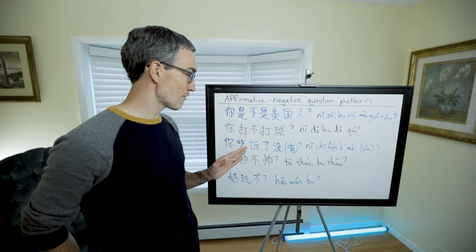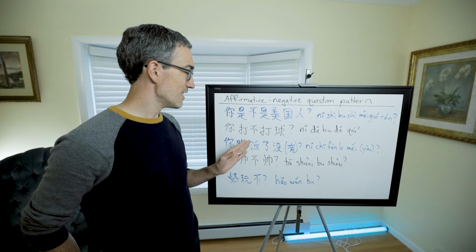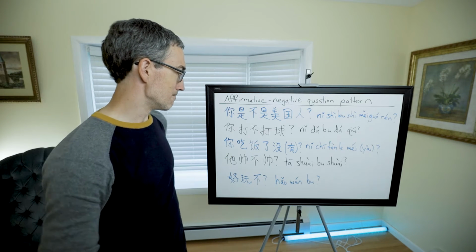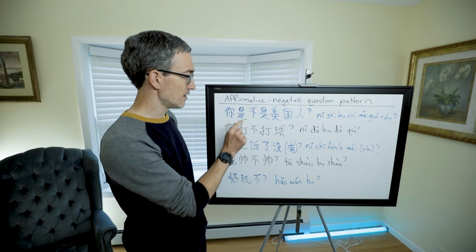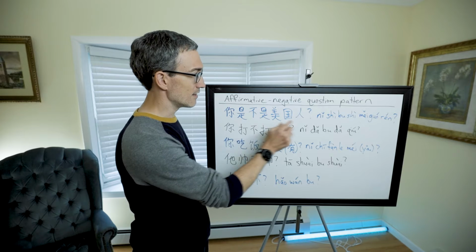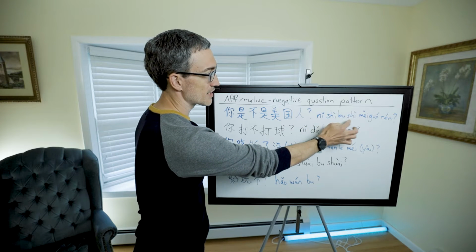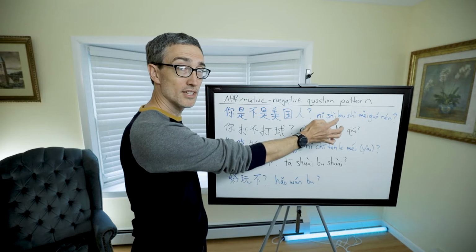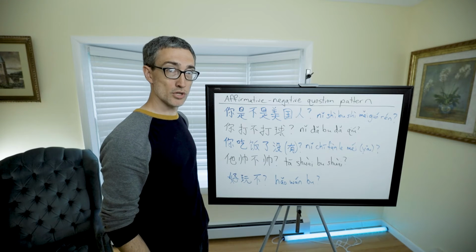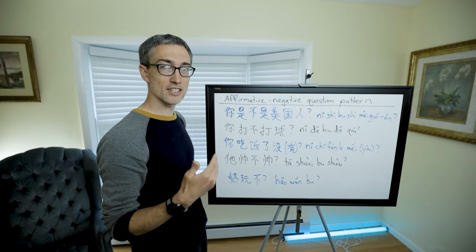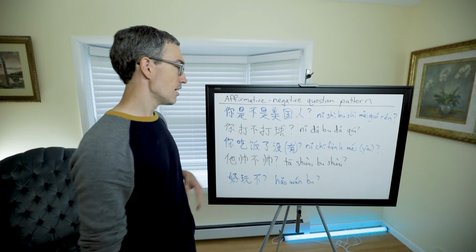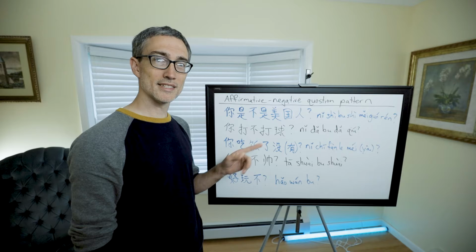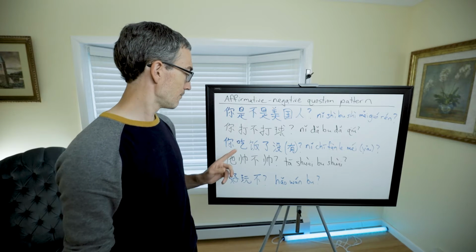And the difference is that the negative is not bu. Let me back up just one second. I want to point out that the bu here in this pattern is usually a lighter tone. So instead of it being 是不是 with a full tone, it's 是不是 with a light tone. Does that make sense? And it's like 打不打, 打不打. It's not a full tone, it's a light tone.